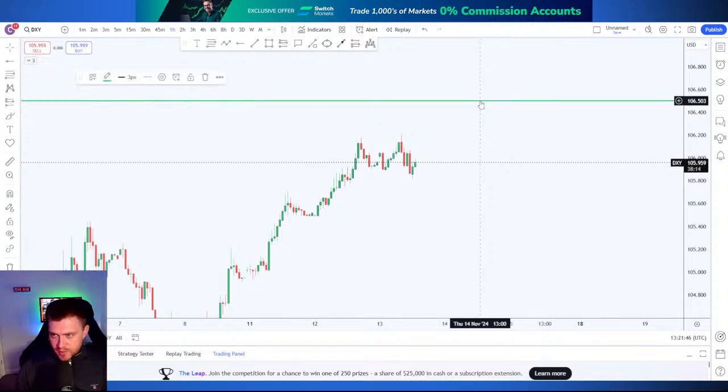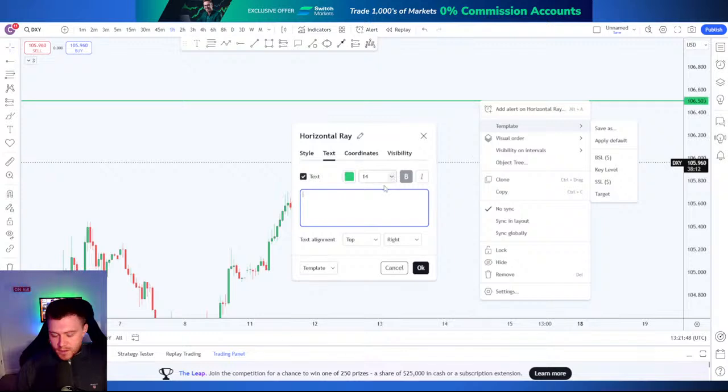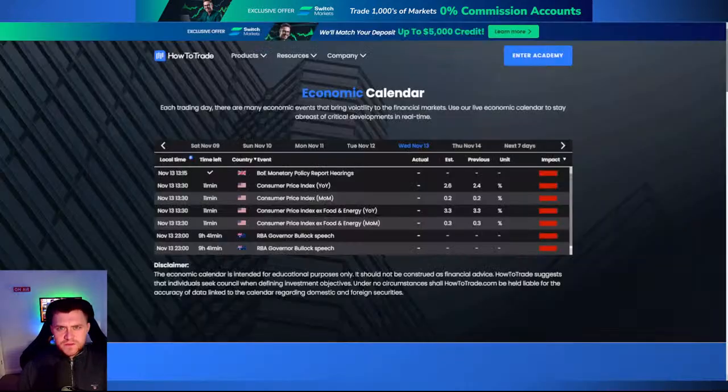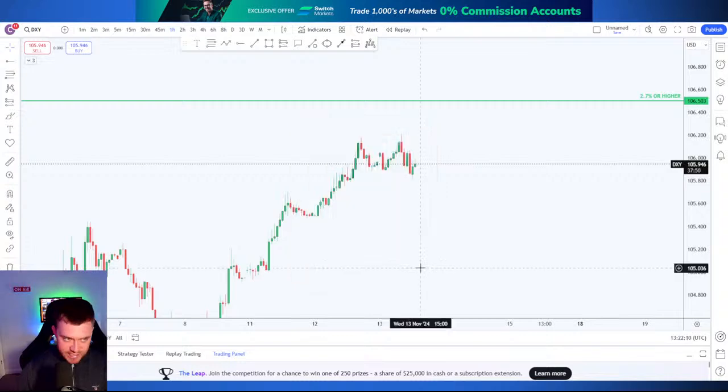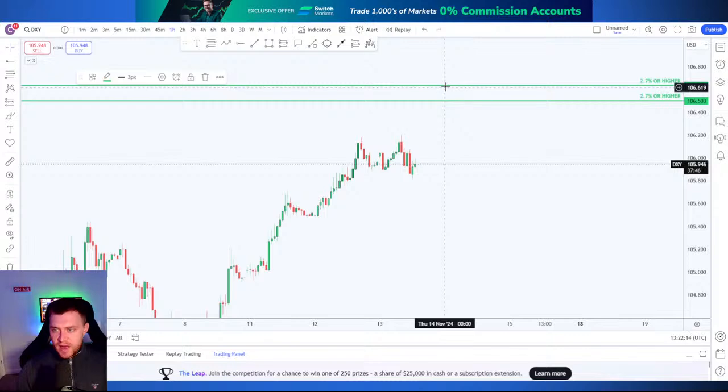So that would be for, we're talking about year-on-year figures. Let's call it, what was the forecast for? 2.6%, sorry. So let's say 2.7% or more, we should expect the US dollar to continue its bullish momentum and up towards that 106.5 area.